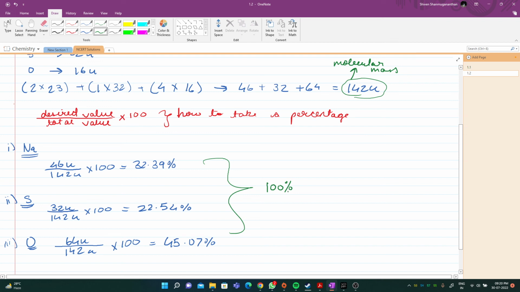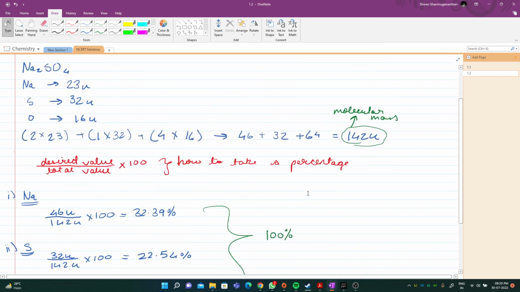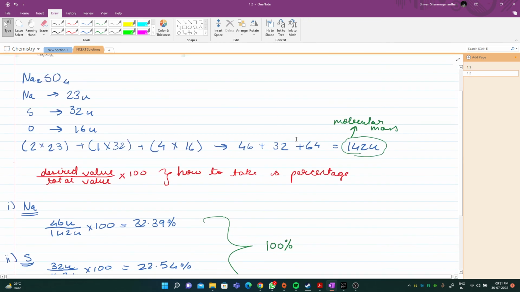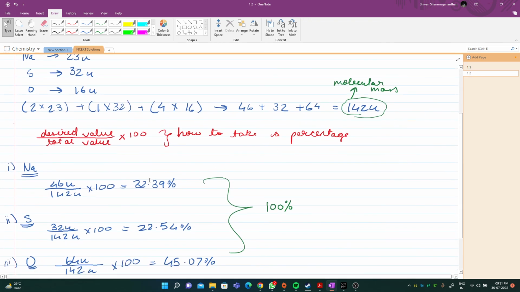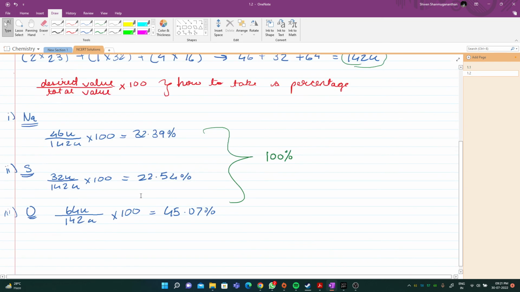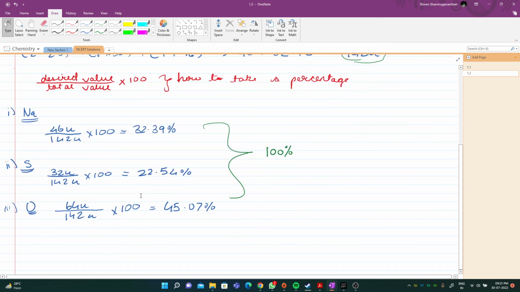Now let's run through what I did here. First, you take the atomic masses, then you take the molecular mass, and then you divide the mass of each element in the compound by the total mass. And then you multiply that by 100 and you get the mass percent. I hope all of you understood this.